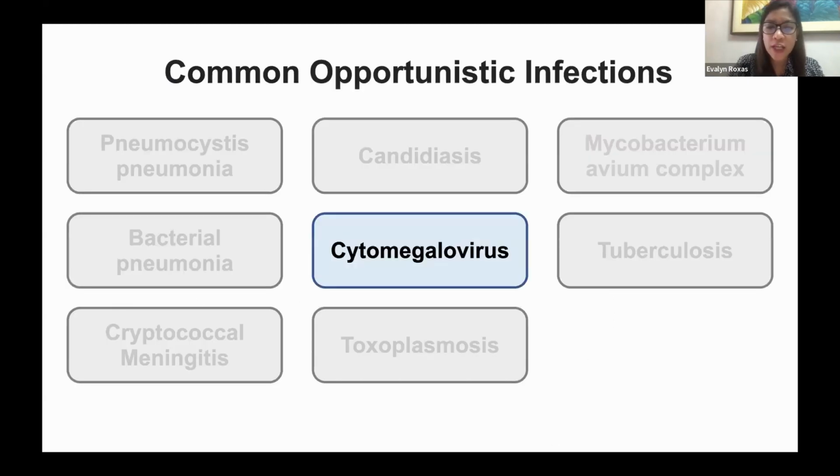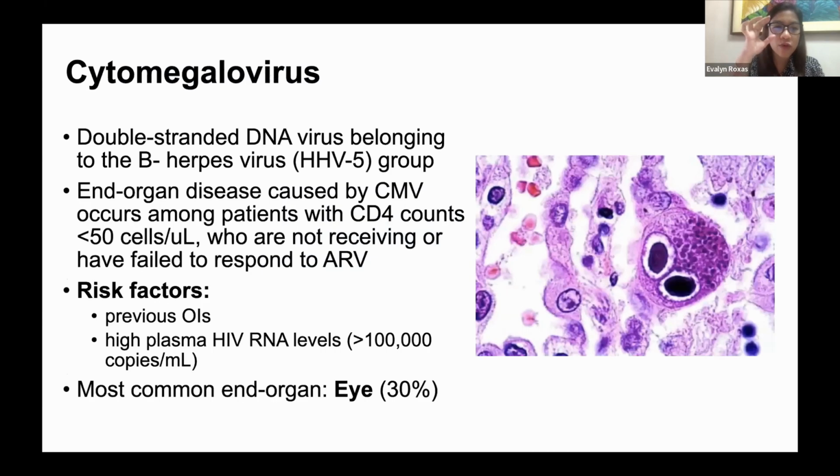Okay, other OIs. CMV, cytomegalovirus, is another opportunistic infection among HIV patients. CMV is a DNA virus. It's an end organ disease. End organ disease caused by CMV occurs particularly among those with CD4 count of less than 50. So who are at risk? Those with previous OIs, and again, if you have high viral load.